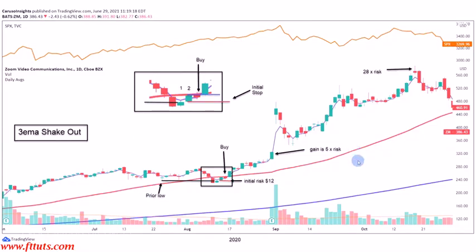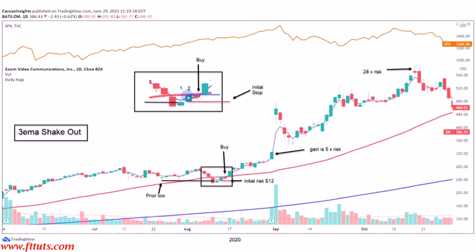Here's Zoom Video, one of the big winners of 2020. Again, perfect setup. We ran up, pulled back to our 50-day moving average. I do find these tend to happen around the 50-day, but I wouldn't use them only in that context, as long as the stock is showing some strong relative strength. But the fact that we were near the 50-day, we broke the prior low here. You can see the black line indicates the prior low. We broke the prior low.